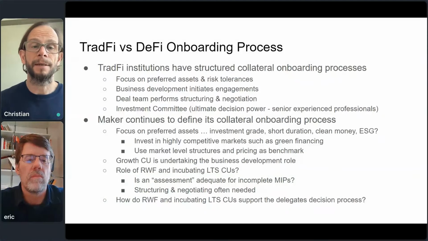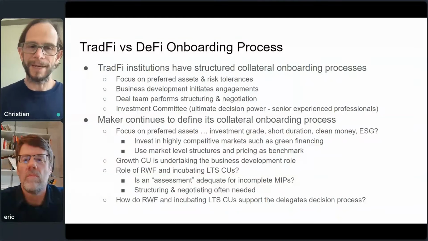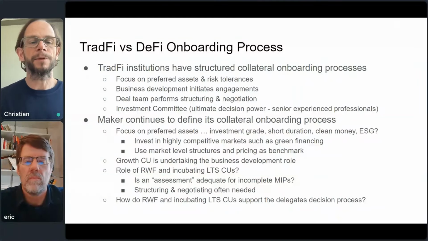I think what is clear is the Growth Core Unit is undertaking the business development role, and we have been working closely with the Growth Core Unit to give them an idea of, okay, you are the business development folks, here are some of the things you need to be looking at, because onboarding real world assets has typically not been the function of the Growth Core Unit. But we're beginning that communication and collaboration with them, so that when they're out in the market, they have an idea of the benchmarks and standards that we're looking to bring on board.